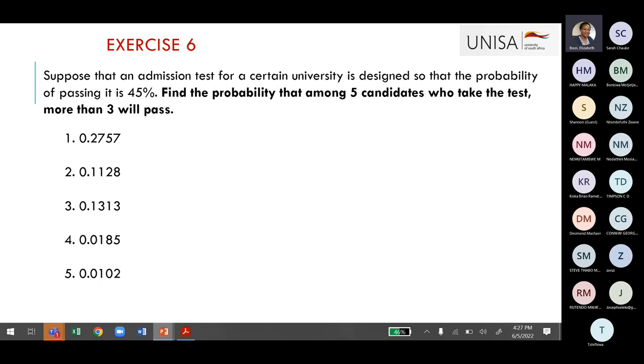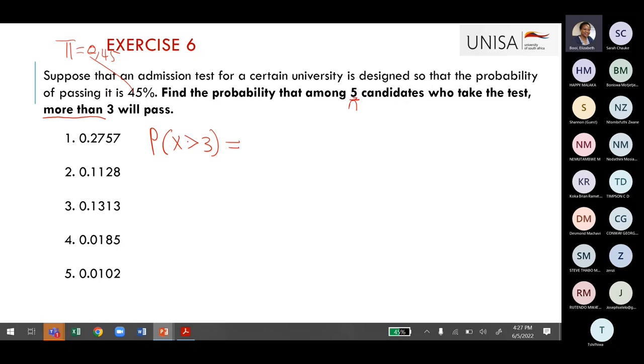Suppose that an admission test for a certain university is designed so that the probability of passing is 45%. Find the probability that among 5 candidates who take the test, more than 3 will pass. Because it says more than 3, what does it mean? X greater than 3. So we know what our n is. N is 5. Our probability of success is 0.45.